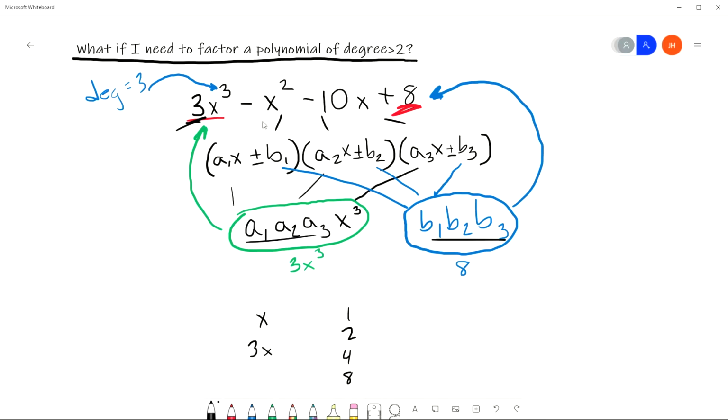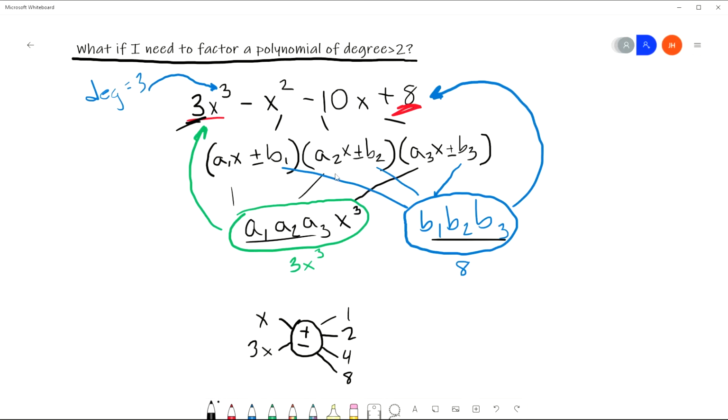So I'm not yet figuring out what the factors are. I'm merely creating a list of what all the possible factors are. So it could be x plus 1, x plus 2, x plus 4, x plus 8, x minus 1, right? Because it could be plus or minus in my factor. So I'm going to put that in the middle, plus or minus. So it's like x and 3x are on one side, and 1, 2, 4, and 8 are the other piece of my factors. So let's write that out in a list, actually.